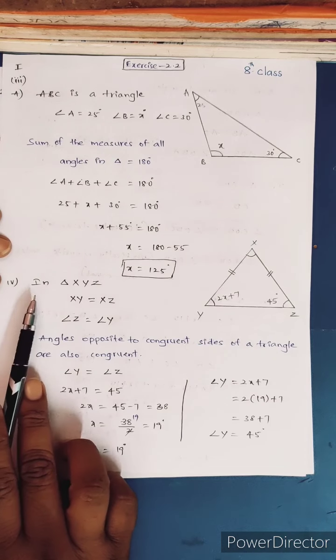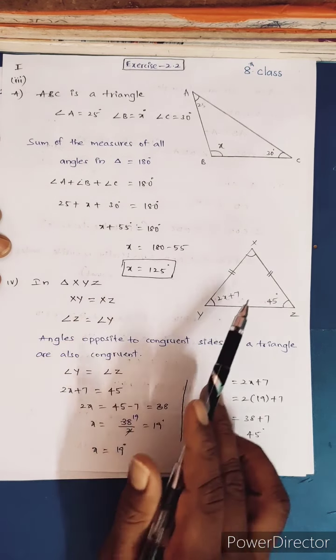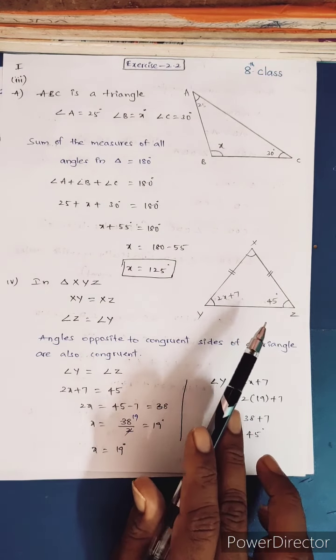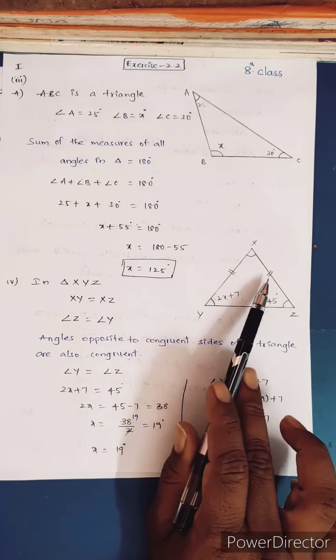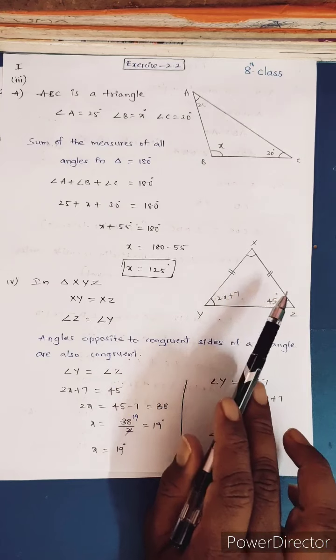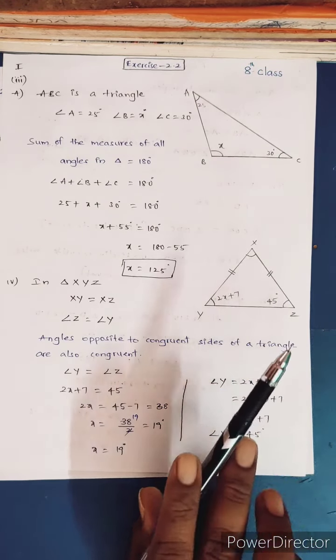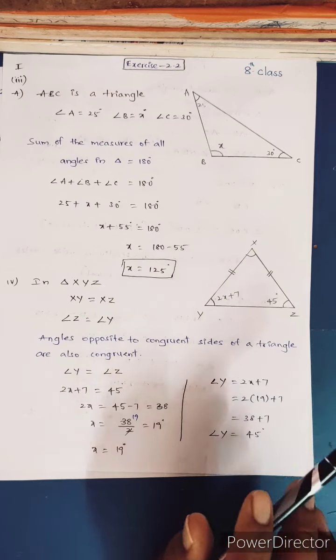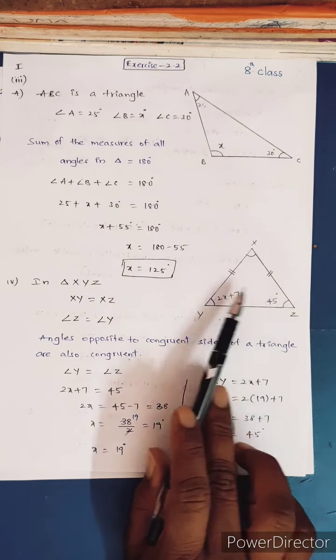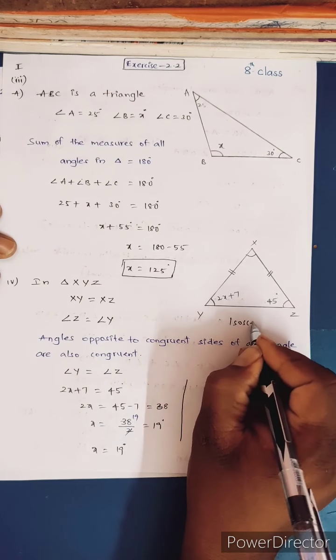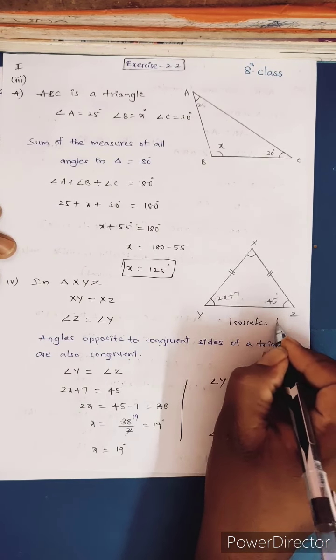Now next, the fourth problem. In triangle XYZ, one triangle. When we observe this triangle, there are two equal marks on two sides, which means the length of XY and the length of XZ are the same. If in a triangle two sides are equal, then we can name that triangle an isosceles triangle.